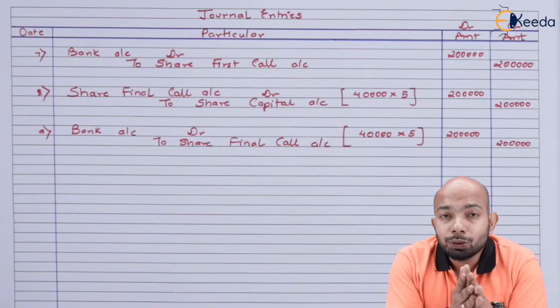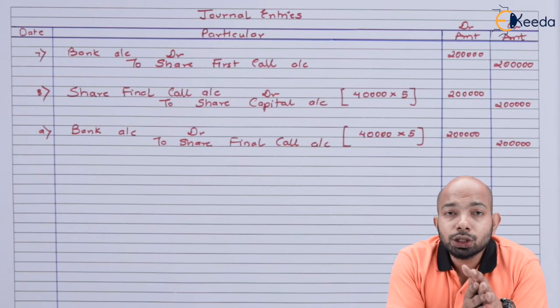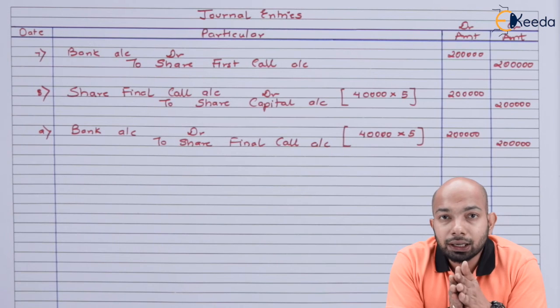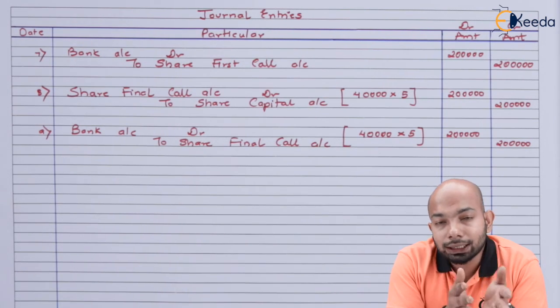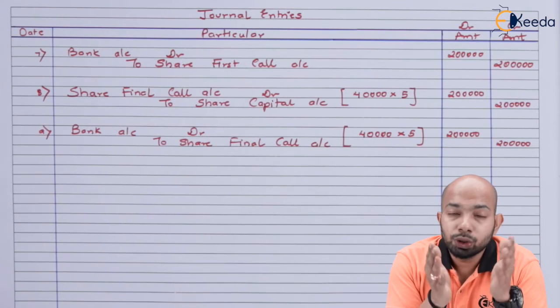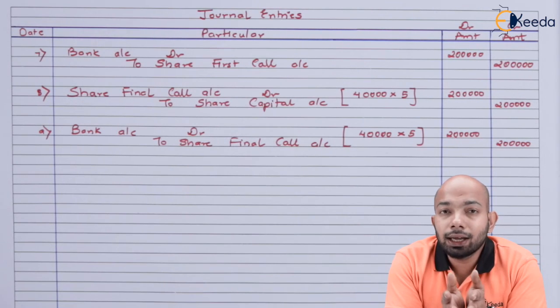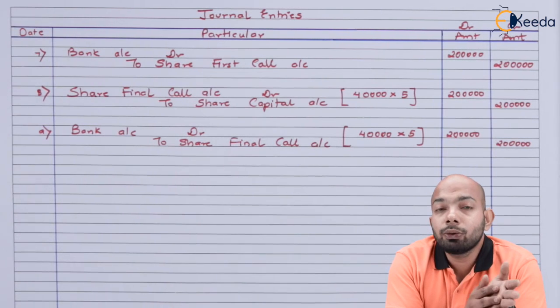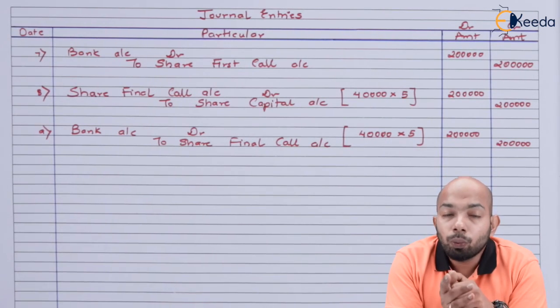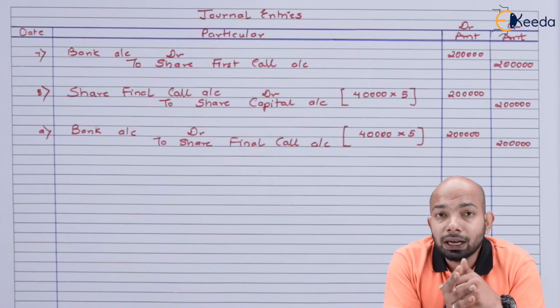But what next we'll be doing here is that we'll be preparing the application account, the share capital account, and we'll prepare the share first call, allotment call, or rather the final call account as well, just to see where exactly the accounts are self-balancing or whether they have to be manually balanced. So let's go ahead with the basis of the journal entries that we have passed right now.